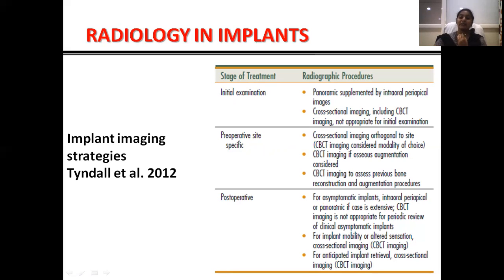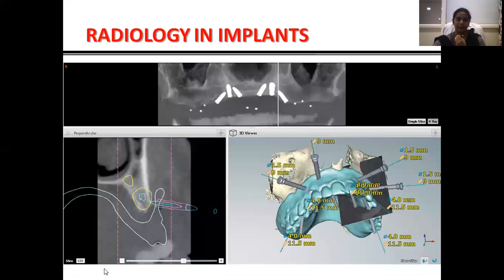Okay. In case there is implant mobility, cross-sectional imaging like CBCT can be taken. If there is implant retrieval, if you suppose that the implant is failing, in such cases cross-sectional imaging like CBCT can be done. So this is the implant planning which I have talked about. You can select the implant dimensions you want, and you can plan the implant placement.